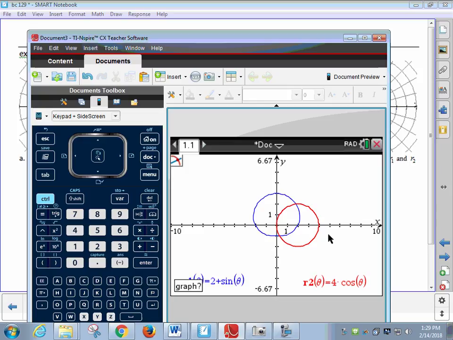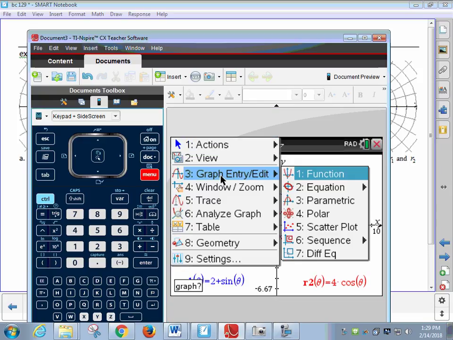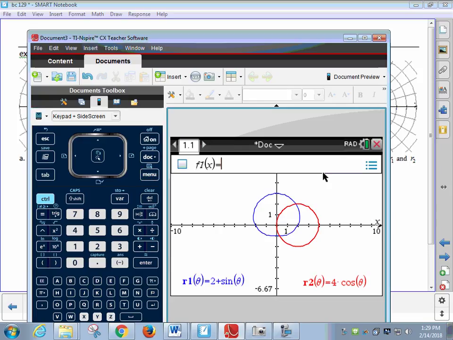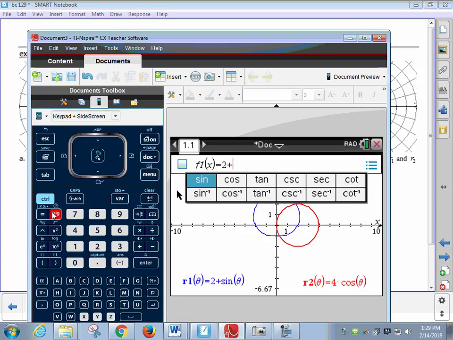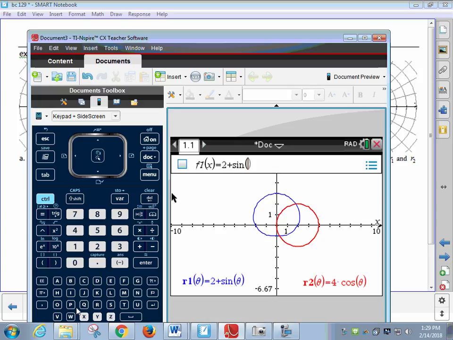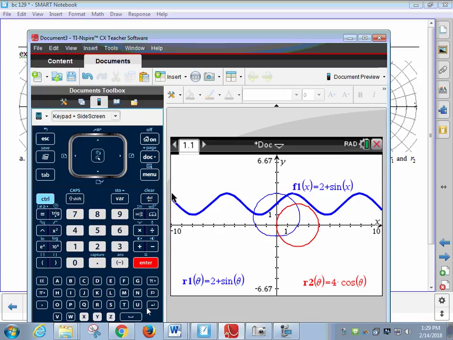Could we still use graphing? There you go. Okay, so you can go back to rectangular, graph them in rectangular, and find their intersection points in rectangular. So 2 plus sine x. What's really cool is it puts them on top of that. That's even better. 4 cosine.